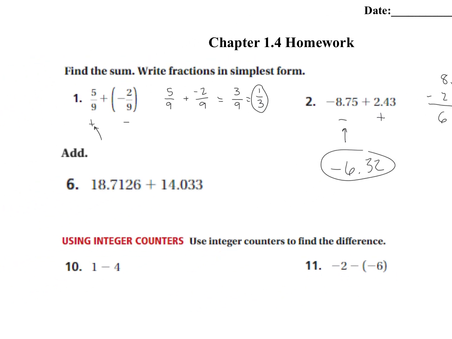Okay. For number 6, I'm just adding, making sure I'm lining up my decimals right. 7126 plus 14.033. Make sure your decimals are aligned. This blank spot underneath the 6 can be filled in with a 0 there. And now we can just add together. 6, 5, 4, 7. That is 12. And I get 32. So my answer here would be 32. And 7,456 10,000ths.